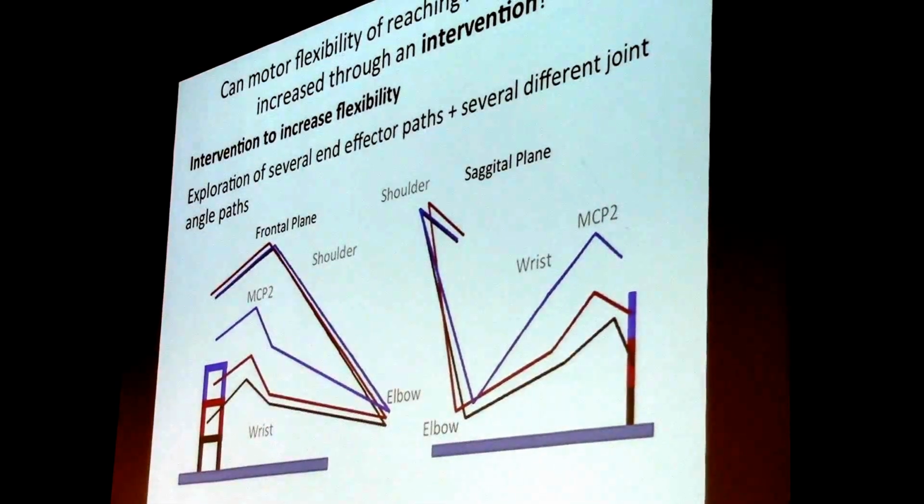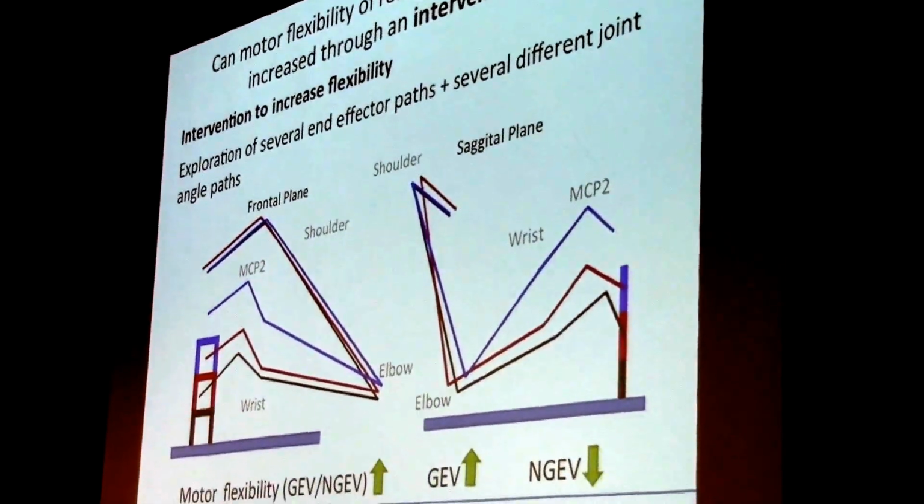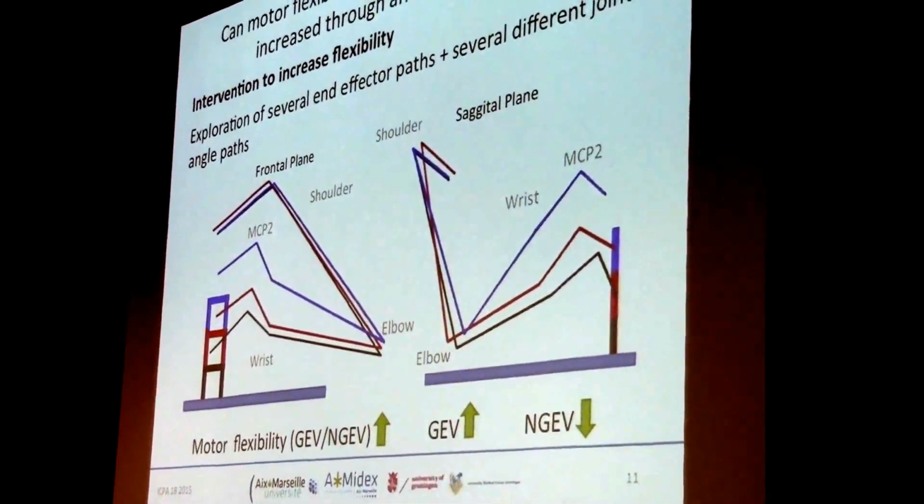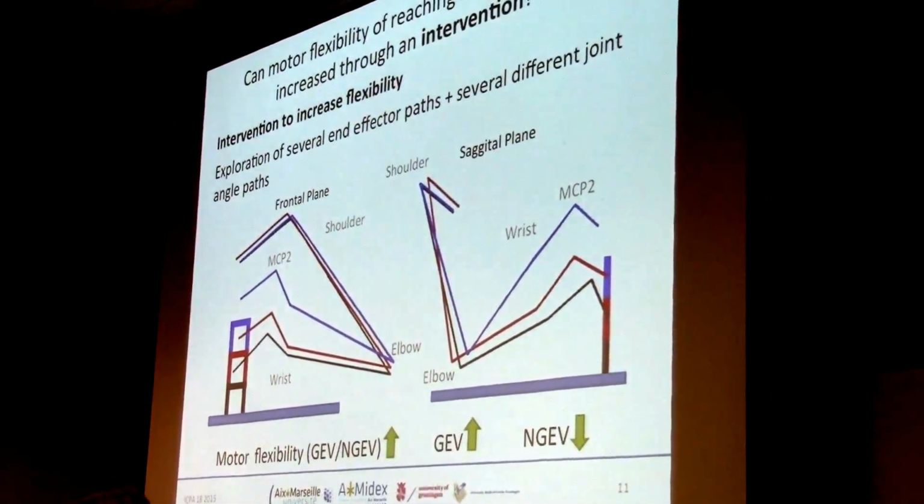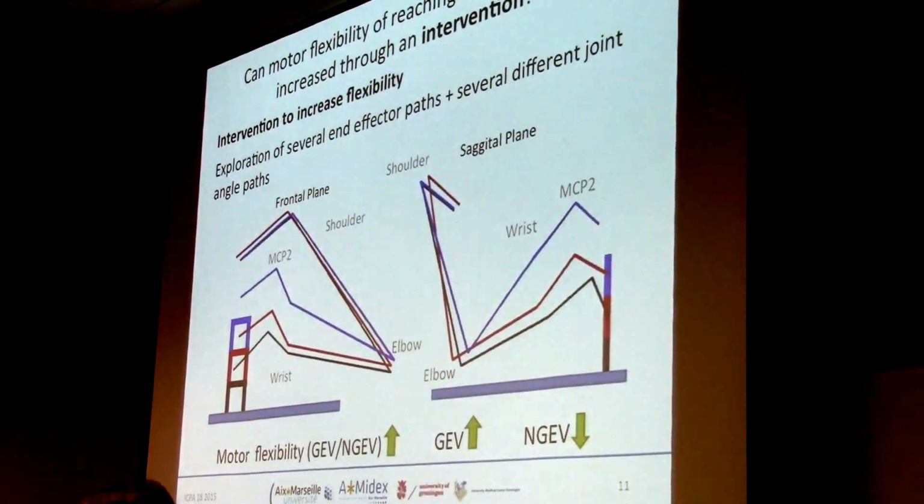So we thought, if we do a task with an obstacle, and we take one basic obstacle and do an intervention with different kinds of obstacles, then people would exploit several different new end effector paths and joint angle paths. And we thought this would result in more motor flexibility, because the goal equivalent variability would increase and the non-goal equivalent variability would decrease.